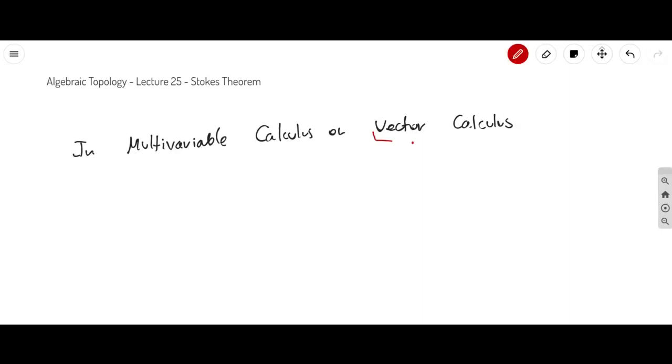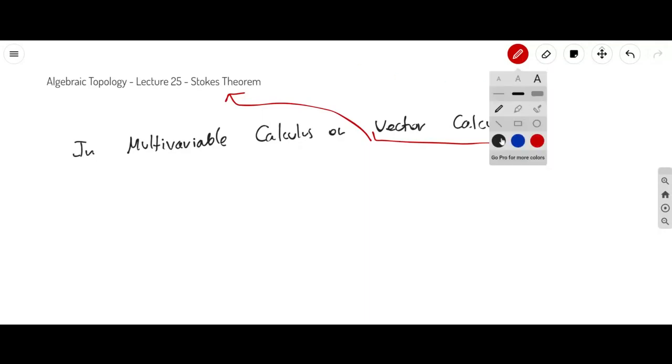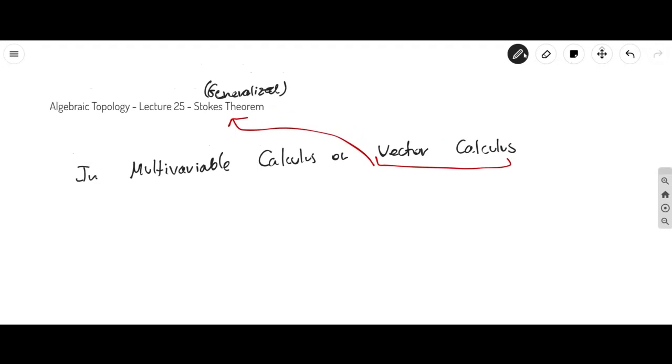So maybe if you've taken one of those courses, you've probably seen Stokes' theorem. And we're going to, of course, learn a generalized Stokes' theorem. We just call it Stokes' theorem. You can also say this is the modern version. Yes, you can say this is the modern Stokes' theorem.